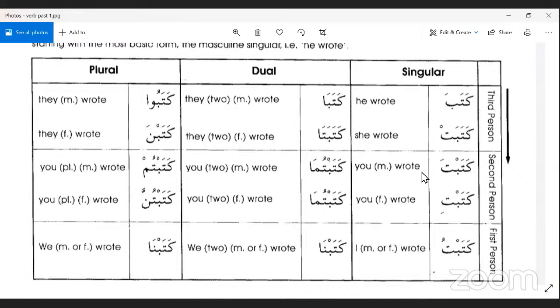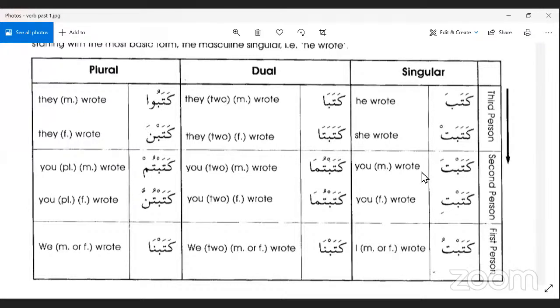Katabta, you wrote, the male. Katabtuma, you wrote, two. Katabtum, you wrote, a group of males. Katabti, you wrote, a female. Katabtuma, you, indicating two females wrote. Right. And katabtunna means a group, you, a group of females wrote. Excellent. Maulana, a question here.